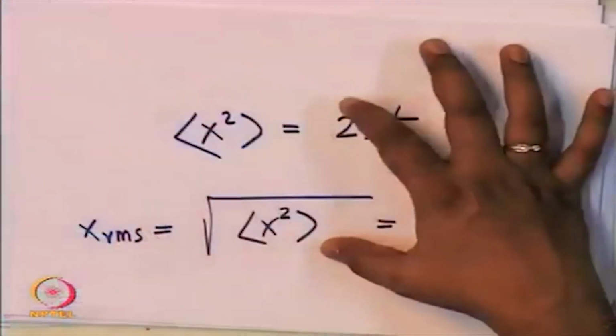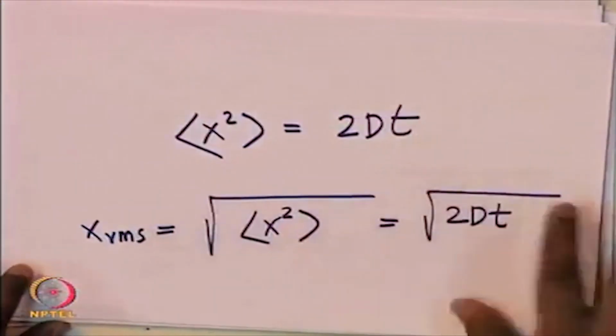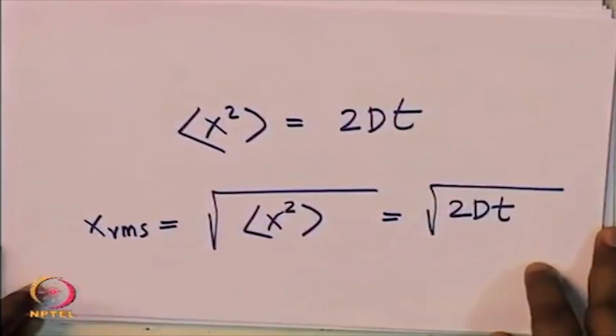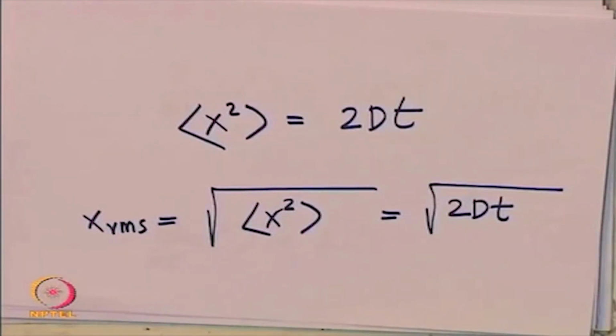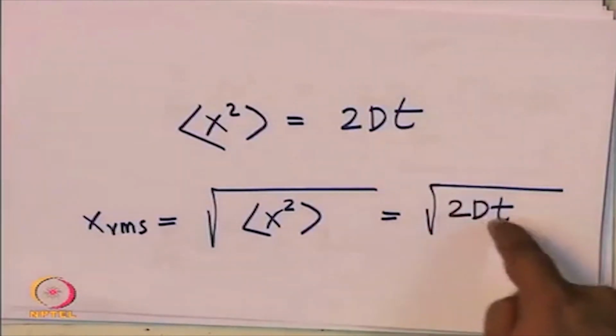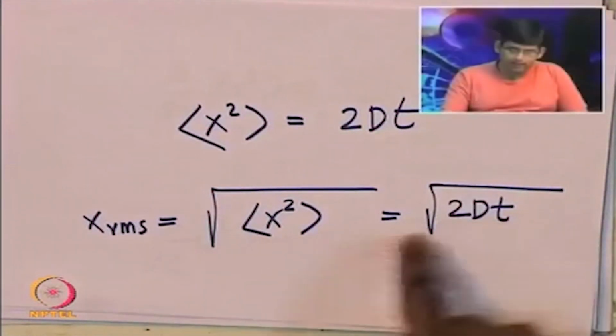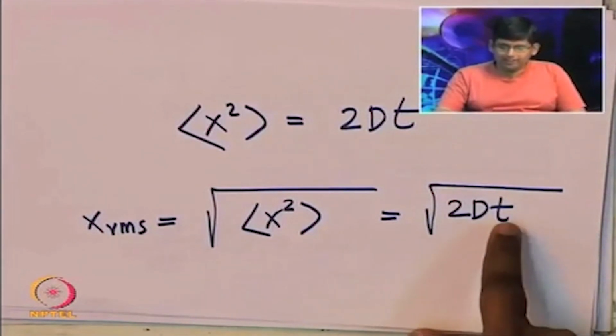Look at this result once more: x square average is 2dt. What does x square average mean? The RMS distance means the average distance that this molecule would go to either side. That is the RMS distance this molecule will diffuse in a time t, which is x RMS. So, what does this mean?